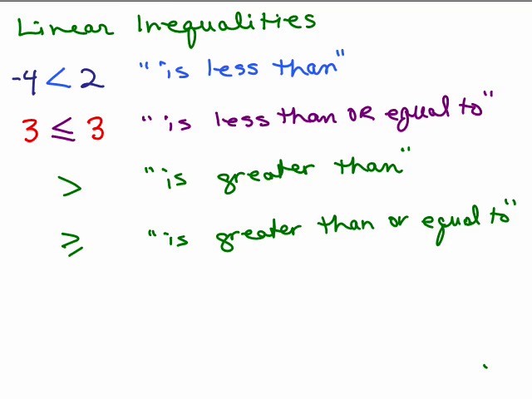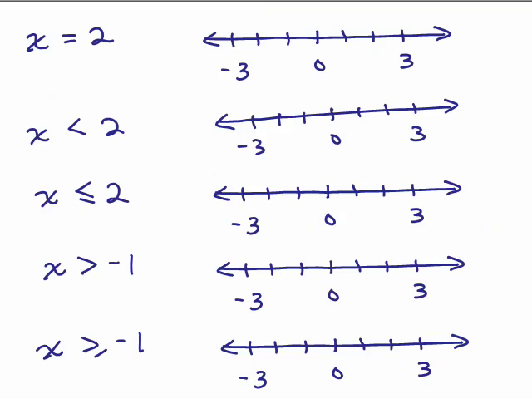Another example might be 5 is greater than -6, or -2 is greater than or equal to -5, etc. Now, we're going to be dealing mainly with variables, so we might have x is less than 2, etc. But here are some true inequality statements. All right, so here are some statements, and let's go over how you would graph these particular statements.